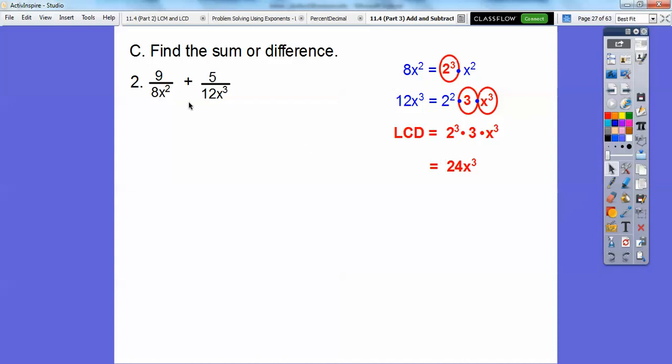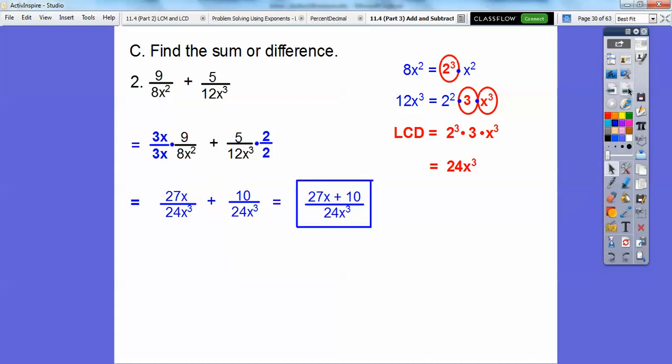Okay, so this is 8x squared. I need to get it to be 24, so I've got to multiply it by 3 and an additional x. This one's going to be multiplied by 2. That'll give us 24x squared in both those denominators. Okay, 3x times 9, 27x. 5 times 2 is 10. Okay, now we have 24x cubed, so we can go ahead and add the numerators. 27x plus 10 over 24x cubed. Okay, now if we had a number that went into all 3 of these numbers, then we could cancel it out. But there is no number that goes into 27, 10, and 24, so that's the answer right there.